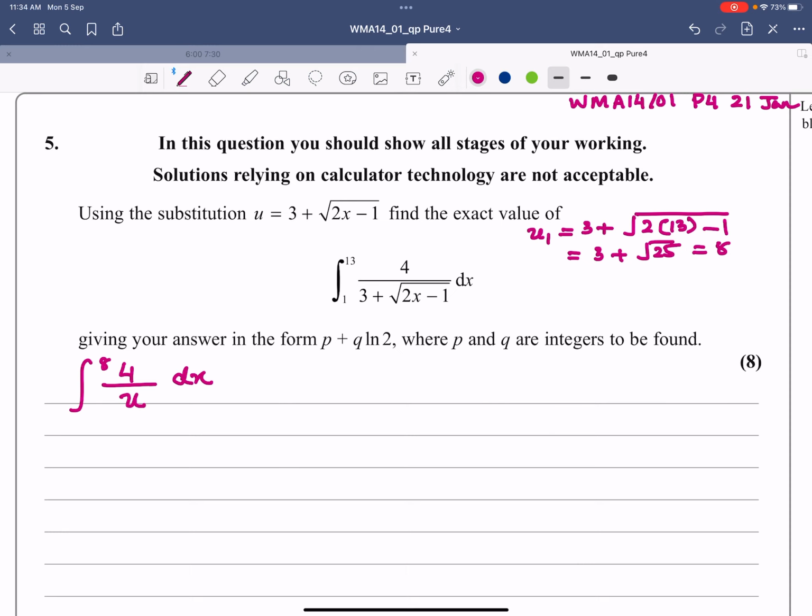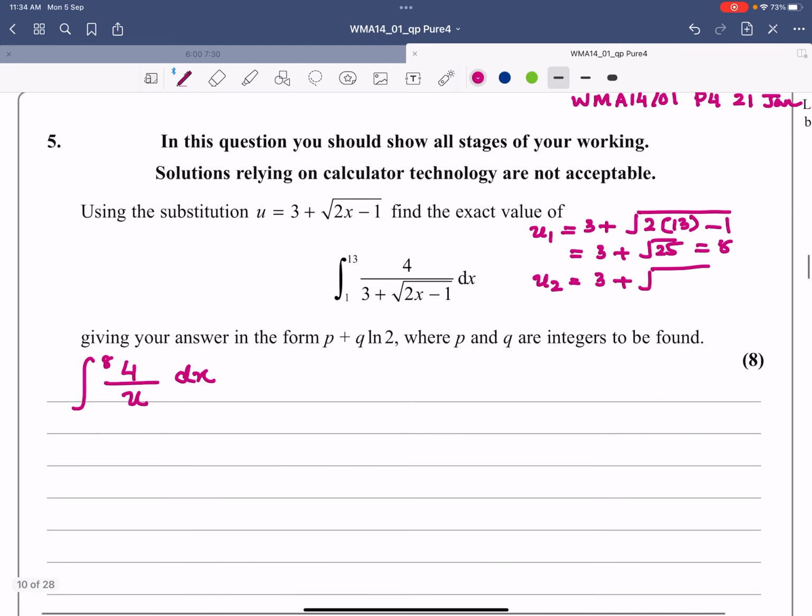Likewise, we can calculate the lower limit, which we can call u2. We have 3 plus square root of, and this time for x, we will substitute 1. So we have 3 plus 2 into 1 minus 1. And that will give us 3 plus 2 minus 1, 1. And that is 3 plus 1, which is 4. So I've got my substitution.